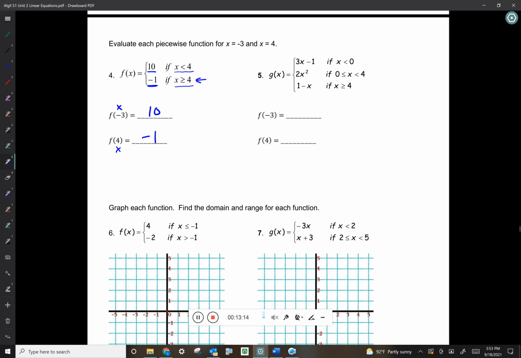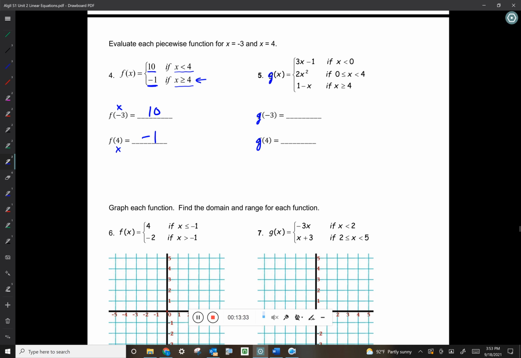Okay, now look at number 5. Now I know it has 3 pieces. That's okay. And I know that middle piece isn't even a line. That's okay. They're not asking me to graph it. So let's see if we can evaluate. Well, if I want f of negative, oh, look, this should say g. Sorry about that, right? Because this is defined as g.